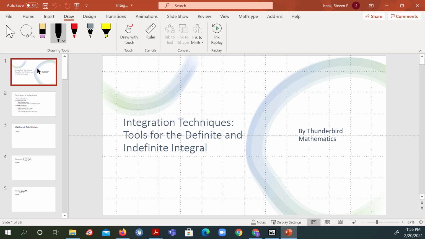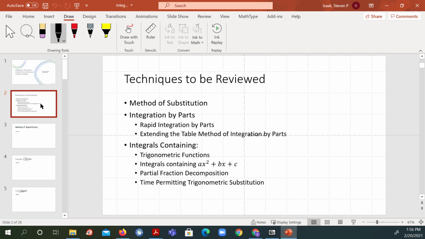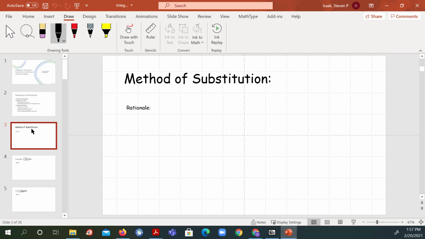Today what we're going to do is look at integration techniques that you can use on definite and indefinite integrals. These are some of the techniques that we're going to look at. Now, method of substitution. Well, the rationale is to make a complicated integral easier.